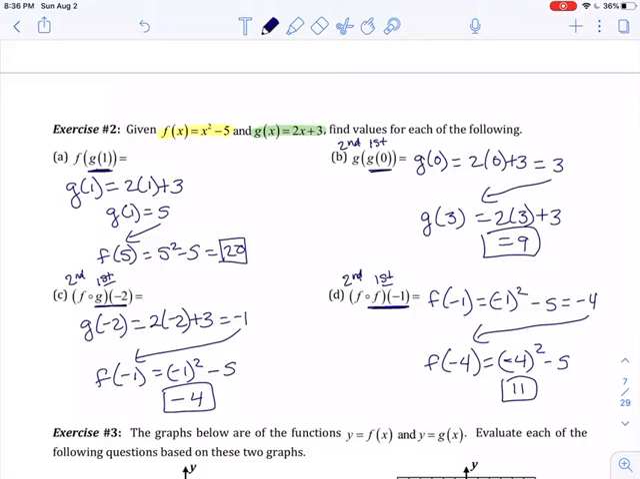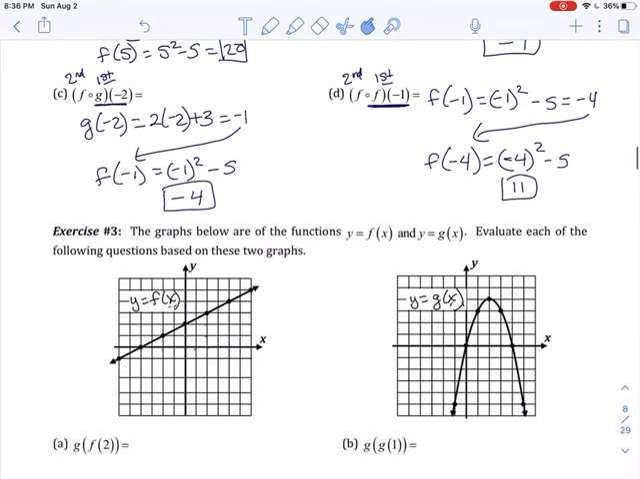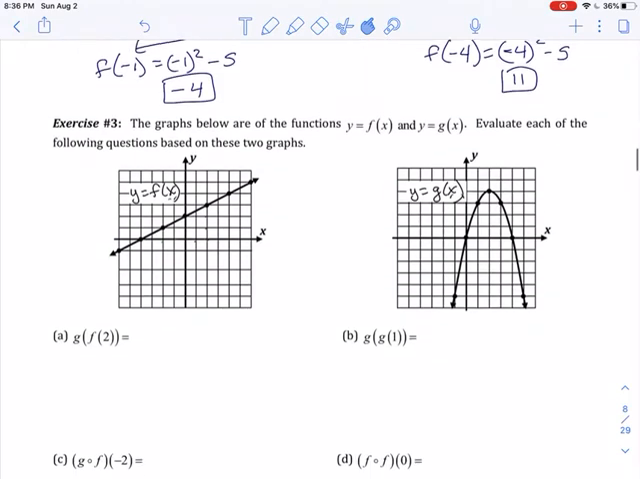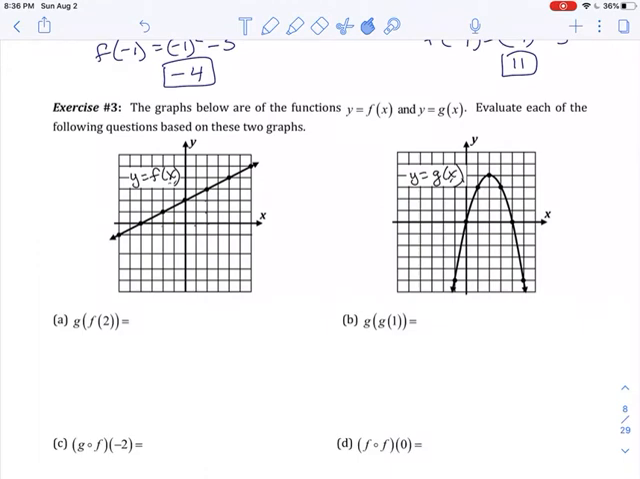Okay? Same idea, but let's try it on some graphs. Now with graphs you just don't have to plug in, you're just going to read the graph. So you might find it a little bit easier, I don't know. First thing, why don't you write this in? It wasn't really clear on your paper. y equals f of x. So the graph on the left is y equals f of x. And the graph on the right is y equals g of x. So those are my two functions.